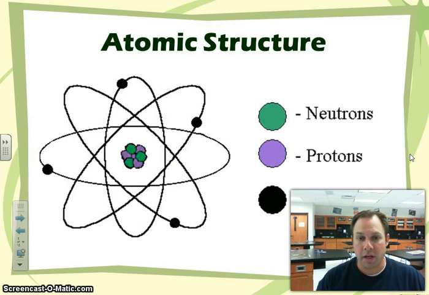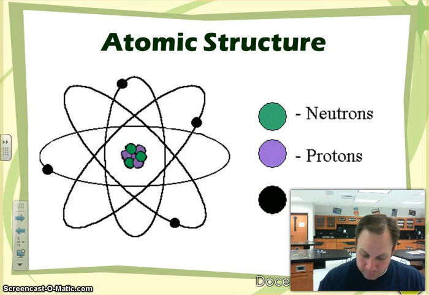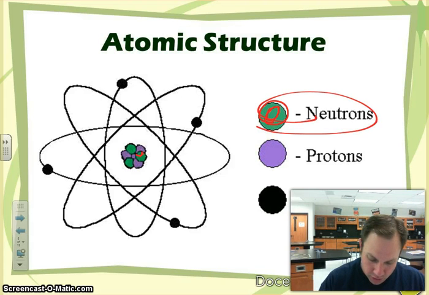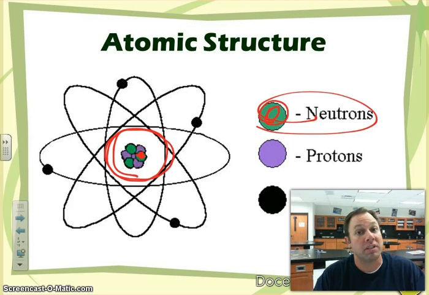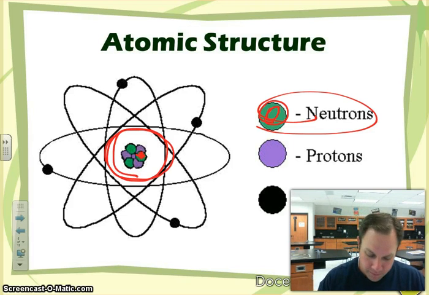All right, so here is another model of an atom. This model is color-coded, so we have our protons, which are in green here, and you can see our protons are in this inside piece that we call the nucleus. The nucleus is in the center of the atom, just like the nucleus of a cell would be in the center of the cell.